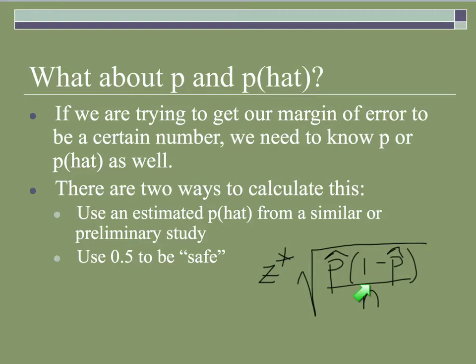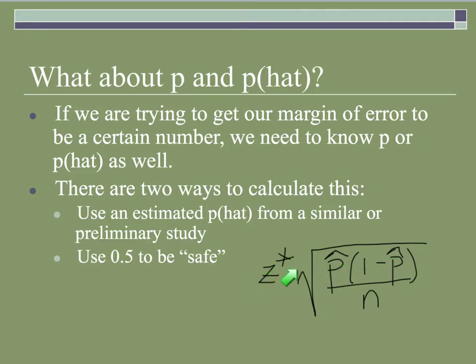There are two ways that we can work around this problem. One way is that we can use an estimate of p hat from a similar study or a preliminary study, or just if we have a hunch about what we think the p hat value is going to be after we conduct a study. That's not as scientific as using a safer estimate of 0.5, and I'll show you in a minute why that's considered a safe estimate. So if you're not sure what to do in this situation, always default to using 0.5 as a p hat or a p-value in these calculations.